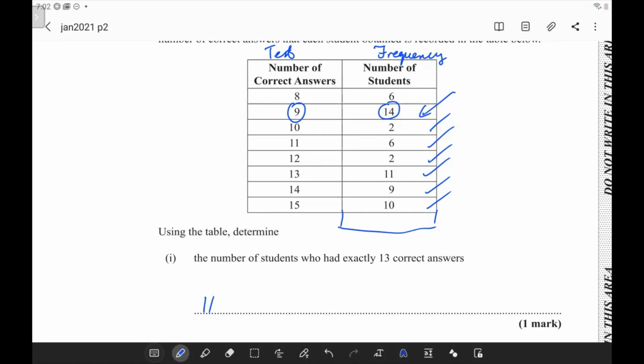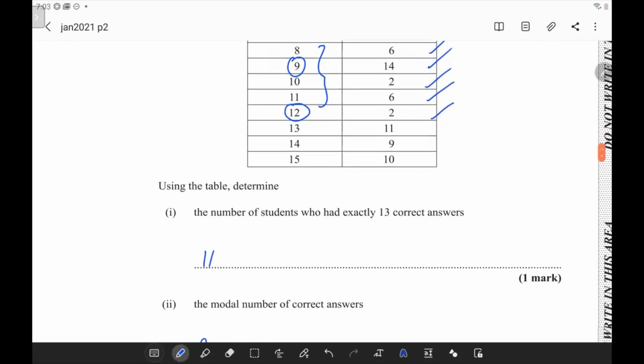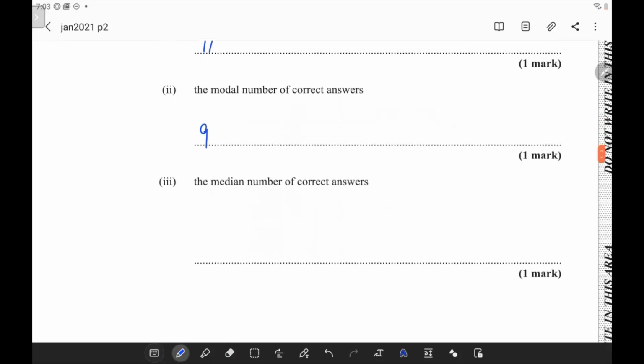Right, so half of that is 30, because we could use a cumulative frequency as well. So let's see. 6 and 14 is 20, and 2 is 22, and 6 is 28, and 2 is 30. So the median mark is 12, which you could have seen here as well. All right, so the median is 12.